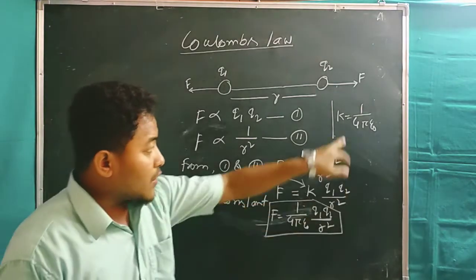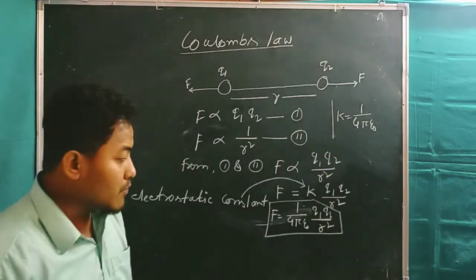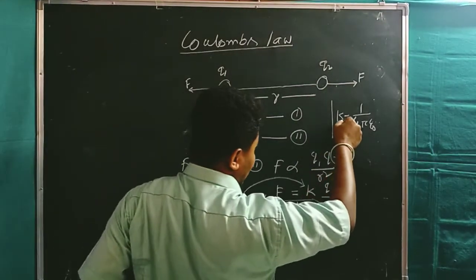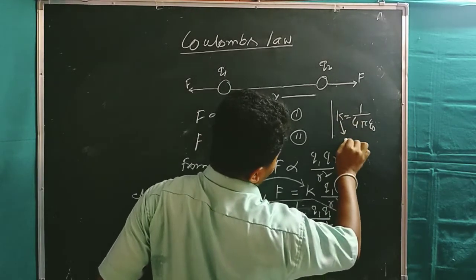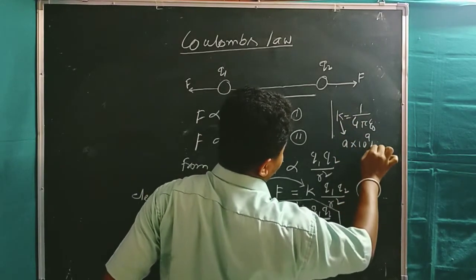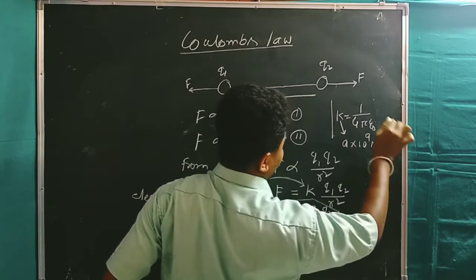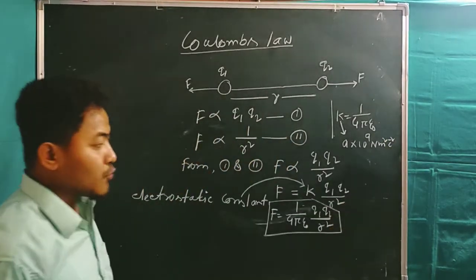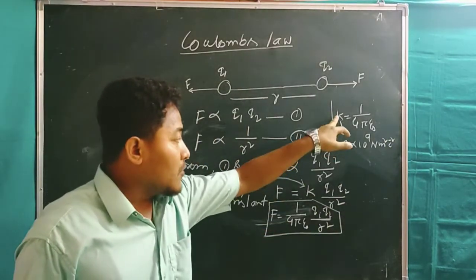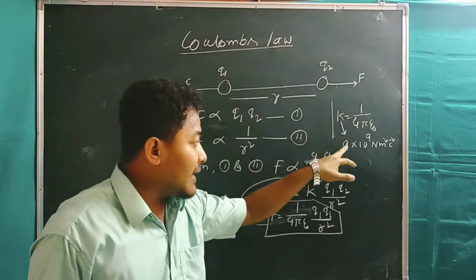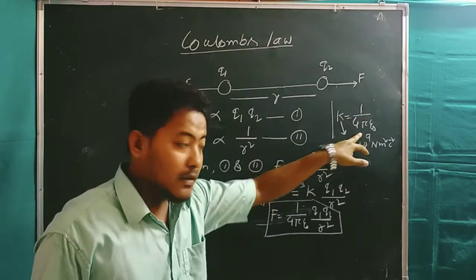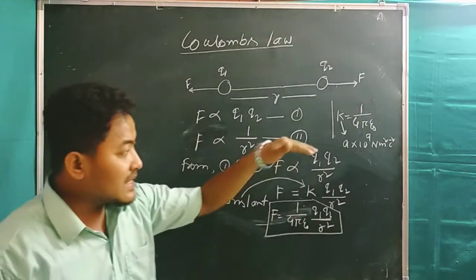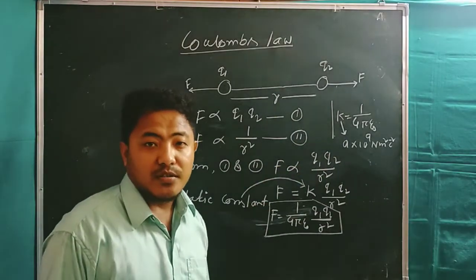This K is equal to 1 by 4 pi epsilon naught. Numerically, the value of the electrostatic constant will be 9 into 10 to the power 9 Newton meter square per Coulomb square. How I have found this unit, I will show you later on. This is the exact numerical value of the electrostatic constant.